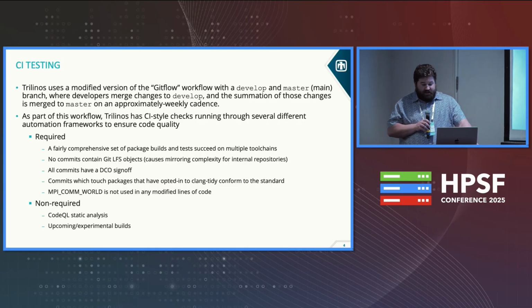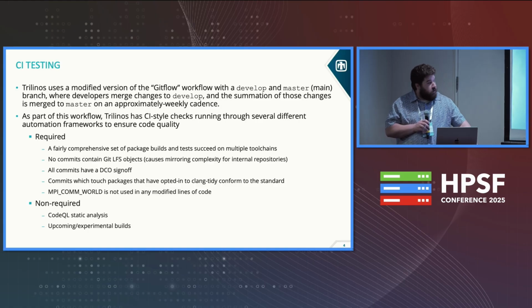Trilinos uses a modified Git flow workflow for its contributions, where developers constantly merge changes to the develop branch, and then the summation of those changes is merged to the master or the main branch about once a week. As part of this workflow, we have a number of different CI style checks. I put a fairly comprehensive list of them here. The emphasis is that some of them are required, not all of them are. Some of them are just informative as we stage them into required checks, or they might live there forever for things that are not as reliable.